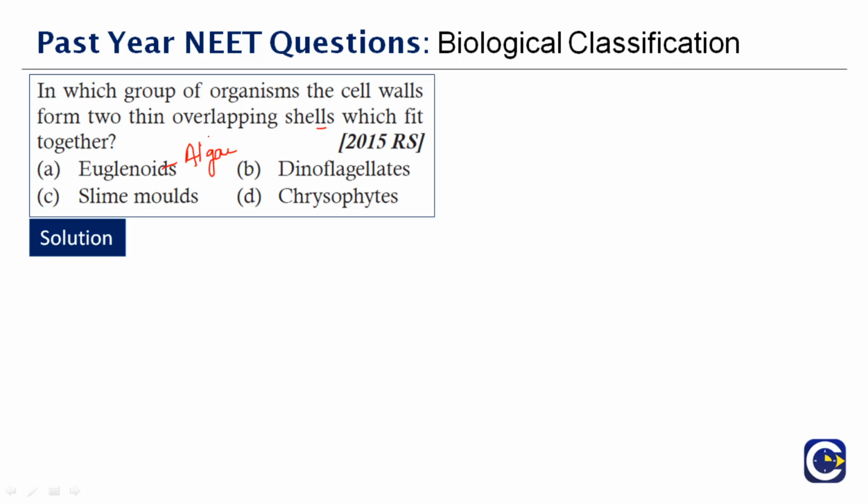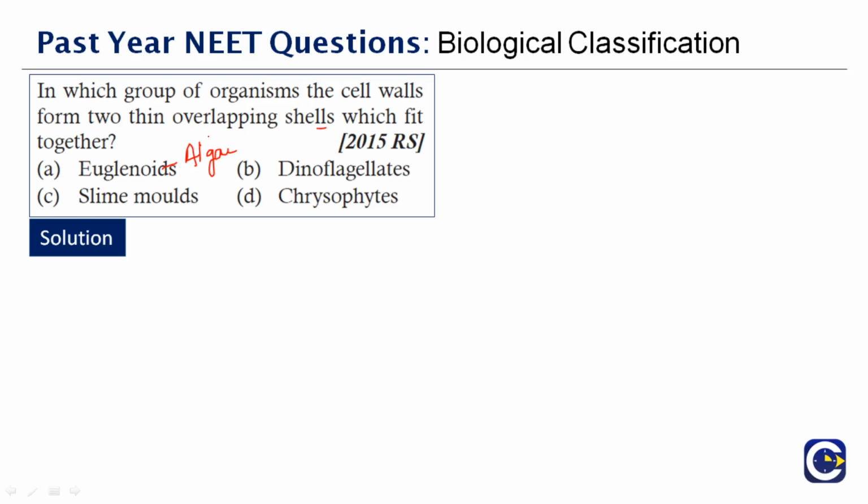Slime molds were formerly classified as fungi but are no longer under the kingdom of fungi because they have similarities with fungi, but there are more dissimilarities when compared to that kingdom. Therefore, slime molds is not the answer. The correct answer is chrysophytes.